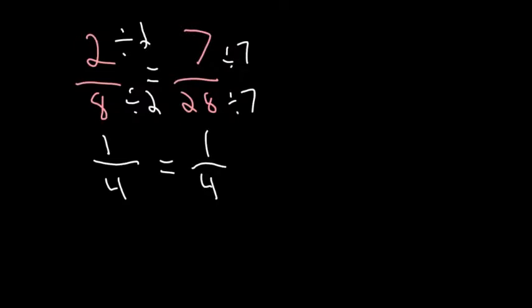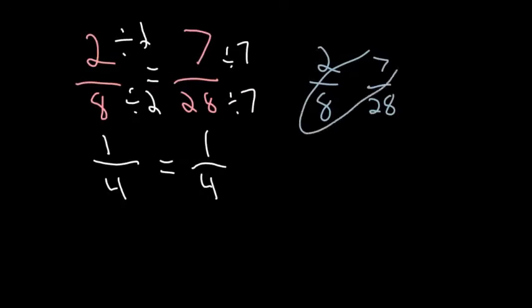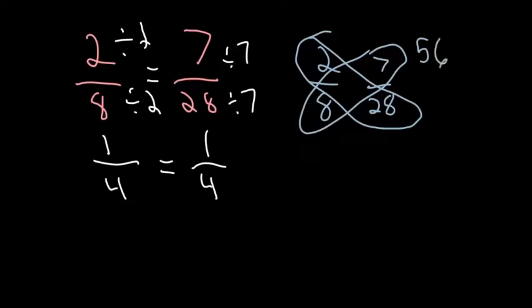The other way is to cross multiply. So if we were to do that, let me rewrite them. 2/8 and 7/28. We're going to do 8 times 7 and 2 times 28. 8 times 7 is 56. And 2 times 28, well 2 times 25 is 50, and then 2 times 3 is 6. And 50 plus 6 is 56. So those are equivalent ratios. Let's do one more example.